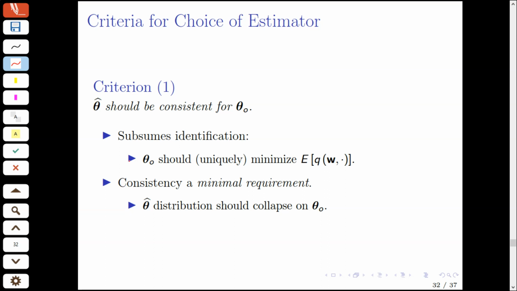The first criterion is that the resulting M-estimator should be consistent for what we're trying to estimate, that is, our parameters of interest. In our M-estimation framework, the requirement of consistency subsumes our requirement of identification. That is, the true parameter should not only be a minimizer of the population criterion, but it should be the unique solution to this population problem. Consistency means that in the limit, the distribution of the estimator collapses on what we're trying to estimate. For this reason, consistency is really a minimal requirement.